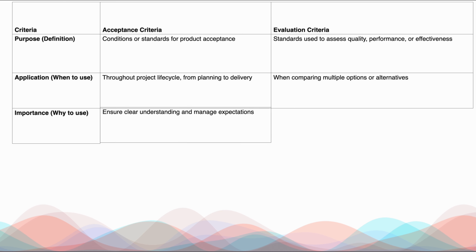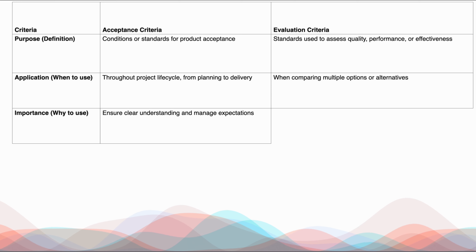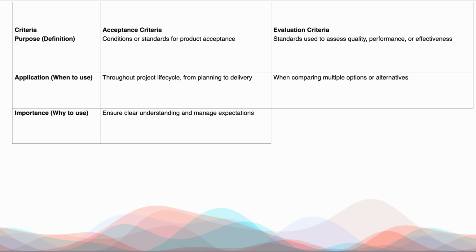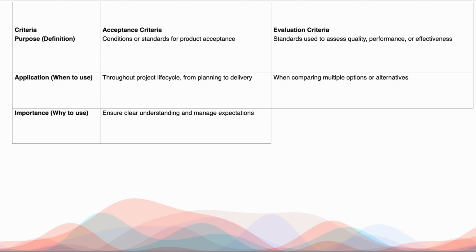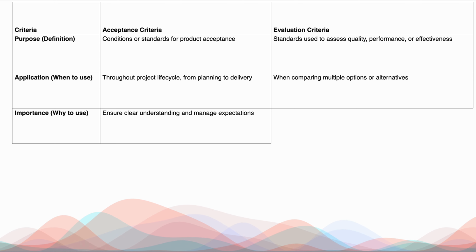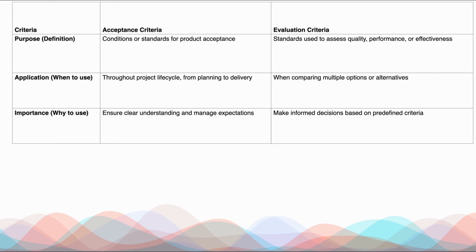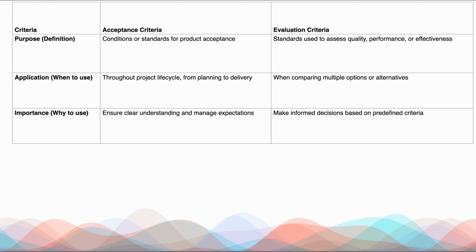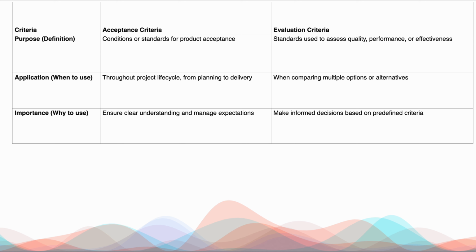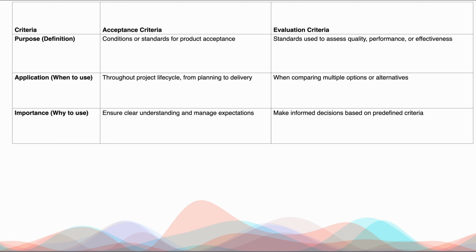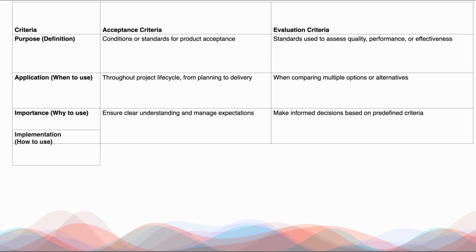Why to use? To ensure clear understanding and manage expectations. When using acceptance criteria, we should have a clear understanding and be managing expectations based on what can be achieved. Realism should come out. Next, why is it so important for evaluation criteria? To make informed decisions based on predefined criteria. We already have set the criteria and acceptance criteria, and based on that, we can make an informed decision. That is the reason we use evaluation criteria. And to give a clear understanding and manage expectations, we use acceptance criteria.